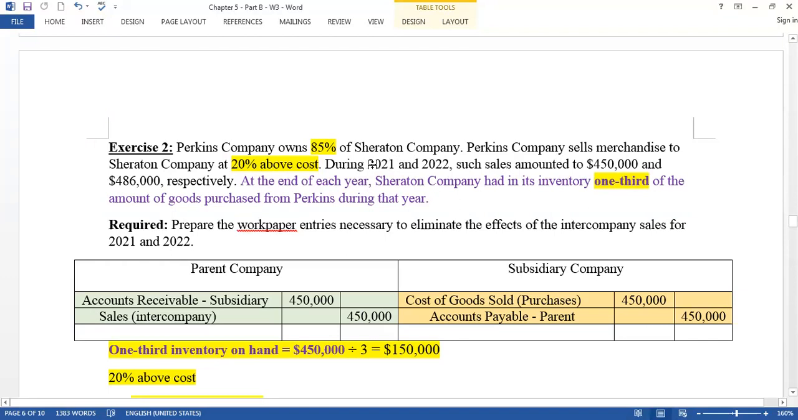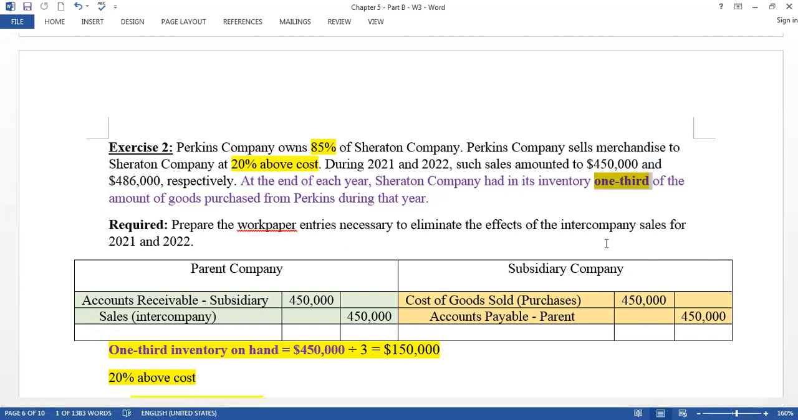And how many times do they sell? They sell 2 times. In 2021, they sell 450. In 2022, they sell for $86,000. So they sell 2 times. And the question said that at the end of each year, Sheraton company had inventory of 1/3 of the amount of goods purchased from the parent company during the year. That means at the end, Sheraton company is still holding 1/3 of the inventory. What does it mean? That means Sheraton company failed to sell everything.